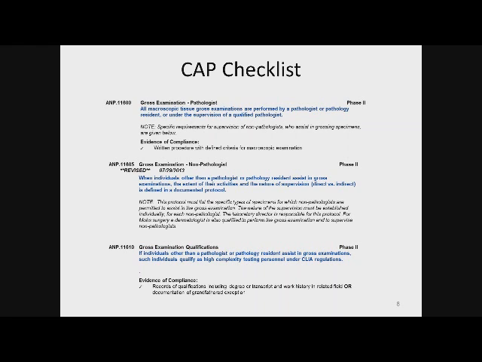Now the third one, which pertains directly to histotechnicians, 11610, states that if individuals other than a pathologist or pathology resident assist in gross examinations, such individuals qualify as high complexity testing personnel under the CLIA regulations. Again, if we look back at the differentiation between processing and grossing, the College of American Pathologists did not initially think of processing as high complexity testing.